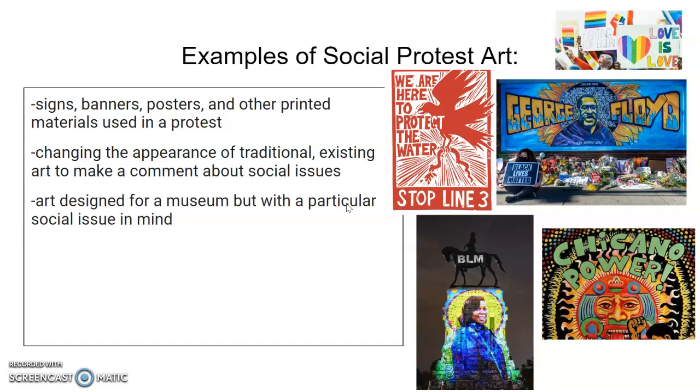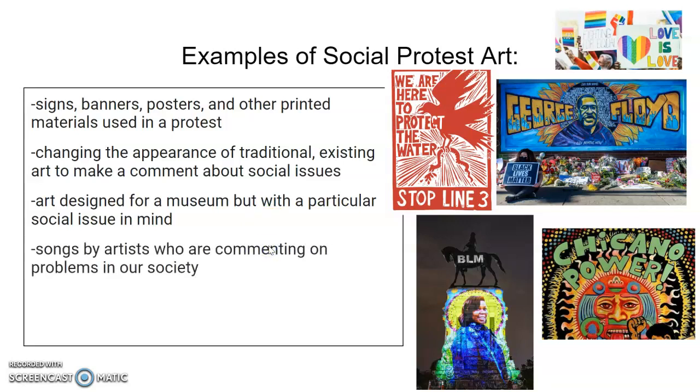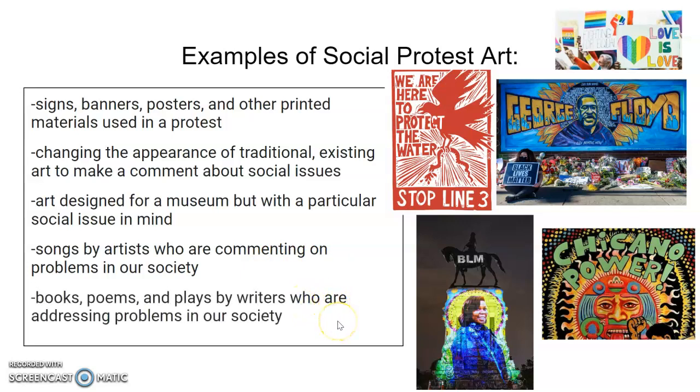Social protest art can also be art designed for a museum, but with a particular social issue in mind. Or songs by artists who are commenting on problems in our society. Like I said with Kendrick Lamar, there are so many examples of songs and music that are protest art. And then, of course, books, poems, and plays by writers who are addressing problems in our society. There are tons of books on our bookshelf in our English classroom that are examples of protest art. And then the play that we are going to be reading in this unit is also an example.